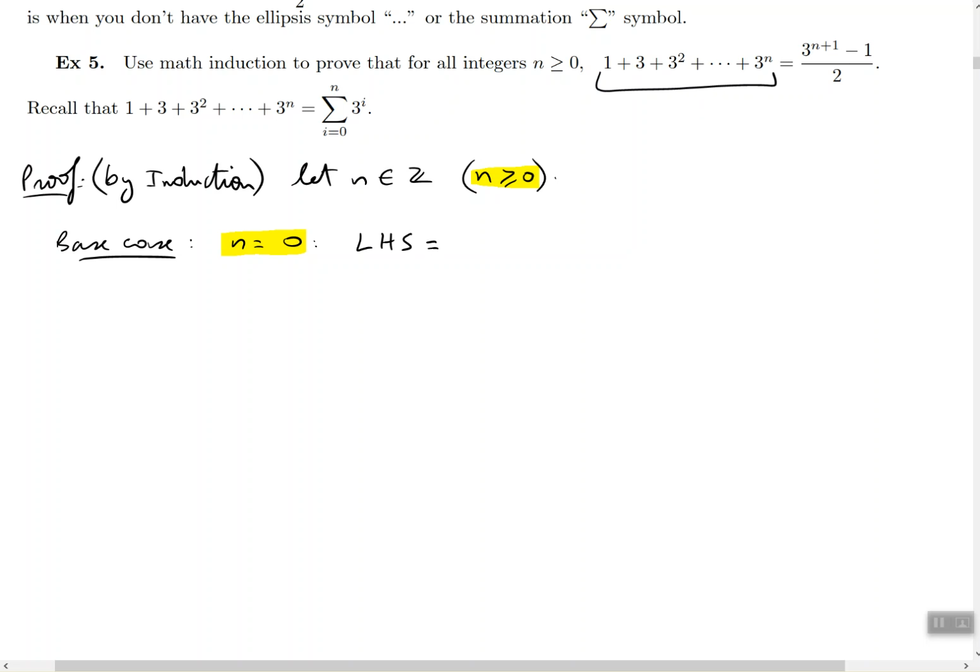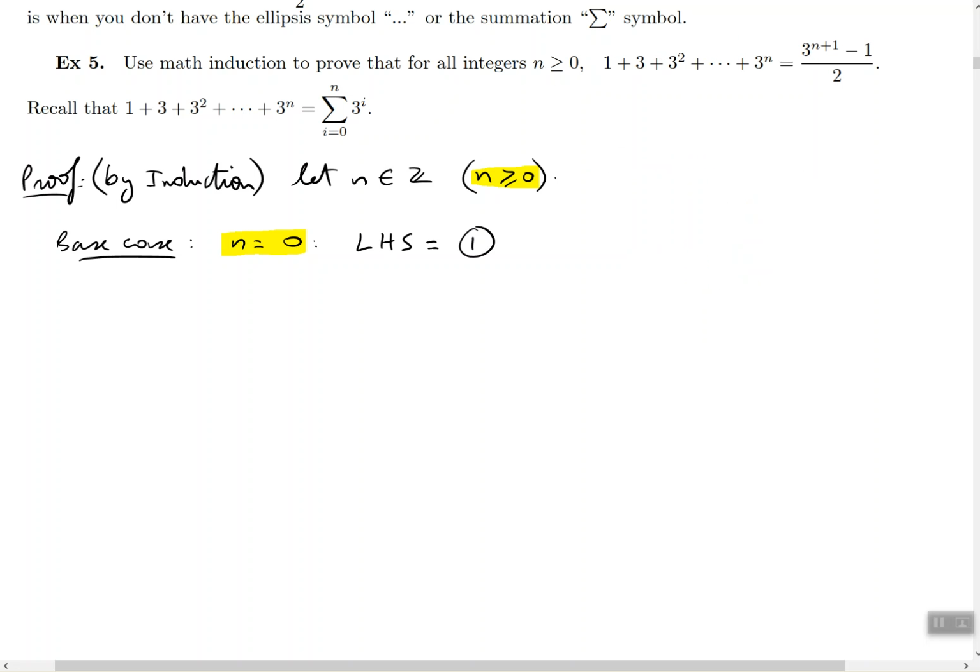So in any case, in the base case, we're going to grab the left-hand side and test out what it's equal to when n is equal to 0. So when n is equal to 0, we get basically 1 plus nothing, because 3 to the power of 0 is already equal to 1. So we stop right there, and that's pretty much the end of the left-hand side.